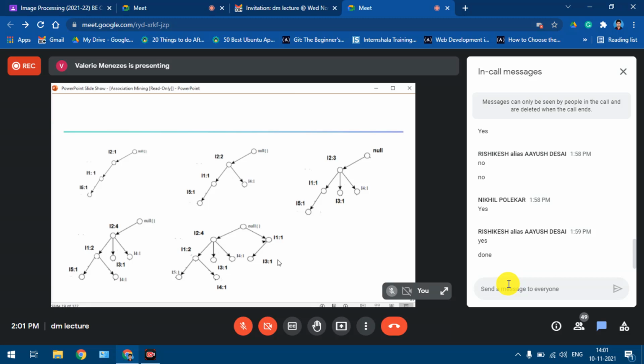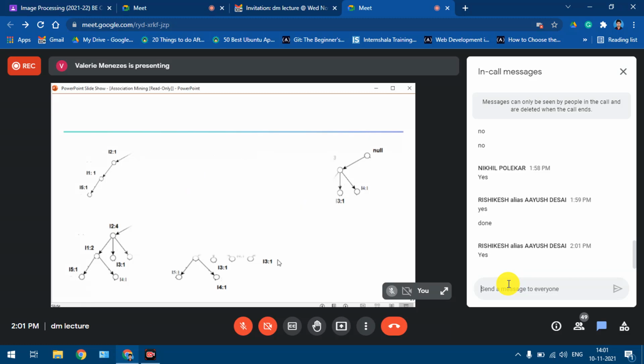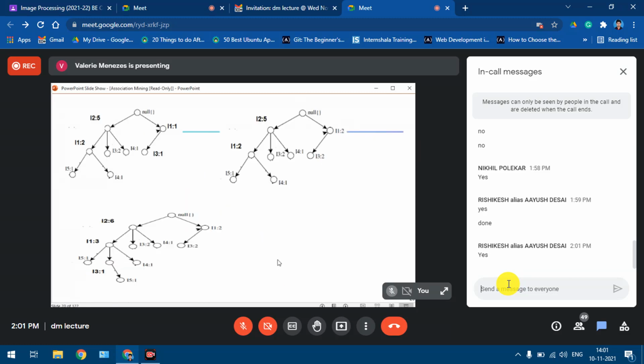Have you all finished, students? Okay. You can take down the next slide. This is the final FP tree.